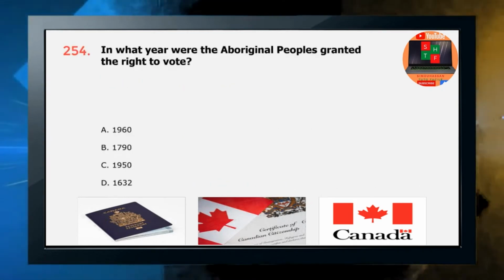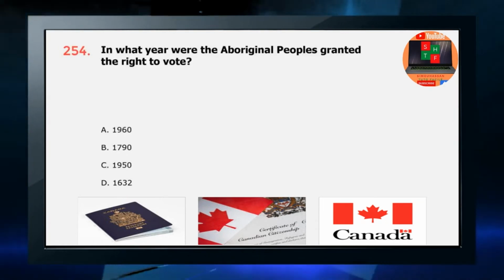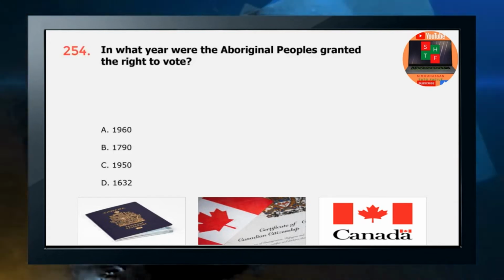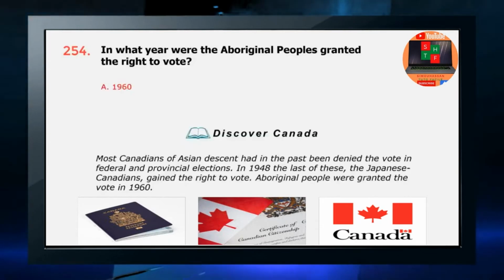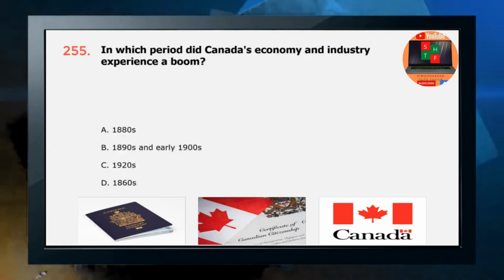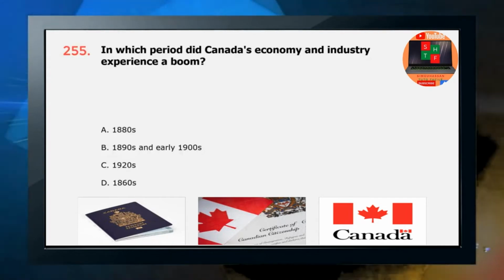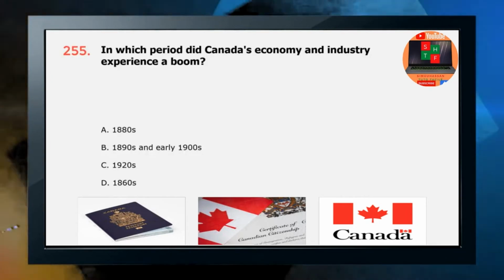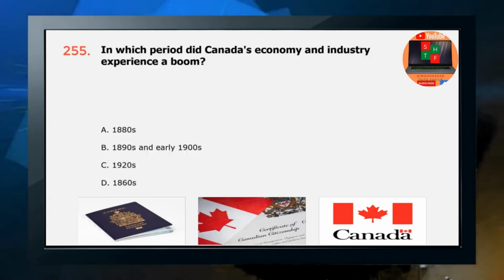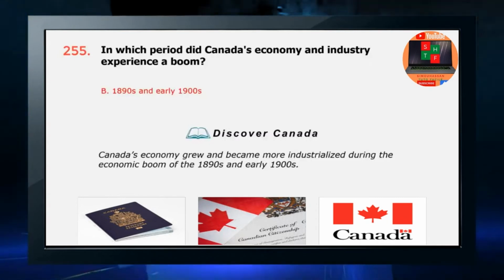Question 254. In what year were the Aboriginal peoples granted the right to vote? A. 1960. B. 1790. C. 1950. D. 1632. The answer is A. 1960. Question 255. In which period did Canada's economy and industry experience a boom? A. 1880s. B. 1890s and early 1900s. C. 1920s. D. 1860s. The answer is B. 1890s and early 1900s.